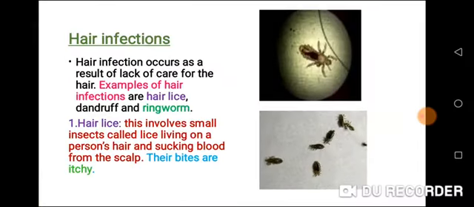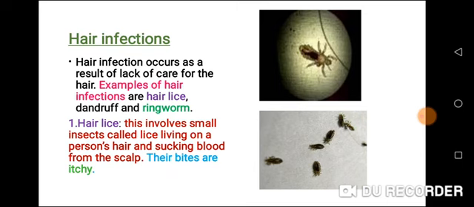Hair infections. Hair infection occurs as a result of lack of care for the hair. What are the examples of hair infections? 1. Hair lice, dandruff, and ringworm. As you can see on the screen, these are the pictures of hair lice. This involves small insects called lice living on a person's hair and sucking blood from the scalp.